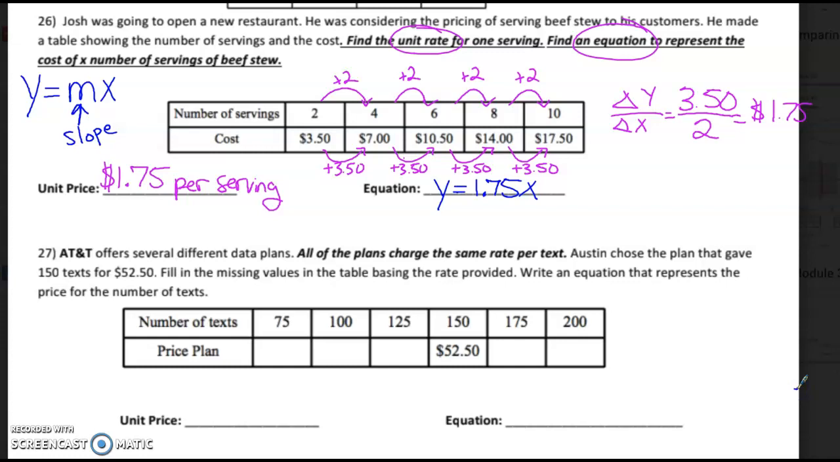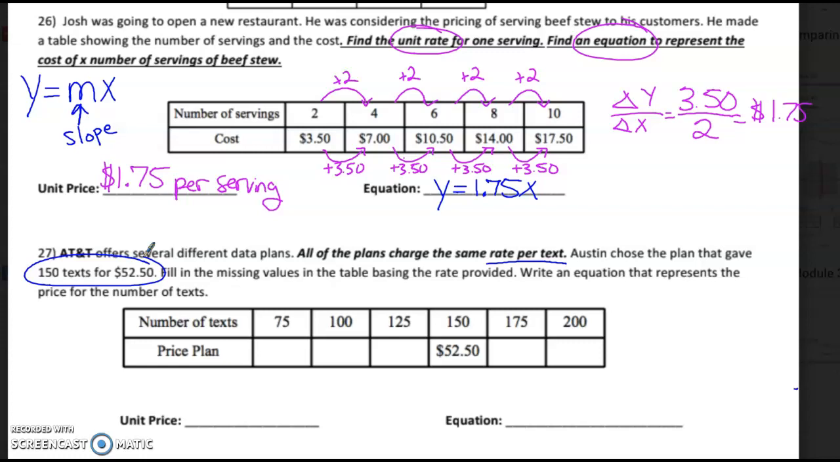Now let's go ahead and look at number 27. We have AT&T offering several different data plans. All the plans charge the same rate per text. Austin chose the plan that gave 150 texts for $52.50. Fill in the missing values in the table based on the rate provided. Write an equation that represents the price for the number of texts.